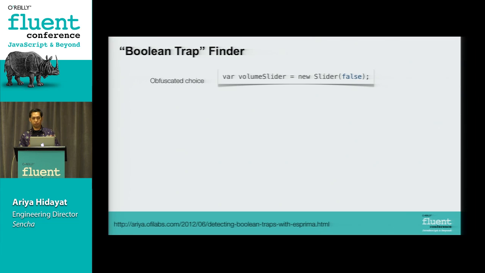So if you have two choices, one of the ways to do that is to use Boolean values. So if true means horizontal, this code means I create a volume slider that's vertical. Very difficult if you read the code, try to review it, and you don't have access to the API docs. By the way, code is usually written once, but read many, many times. So it's important to make this readable.